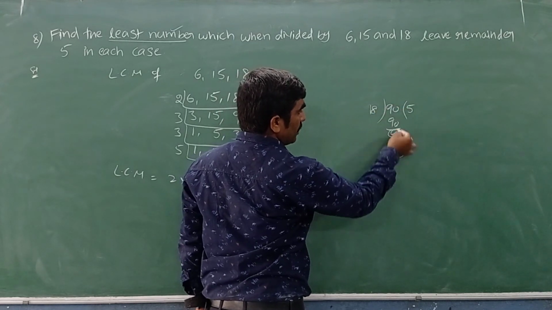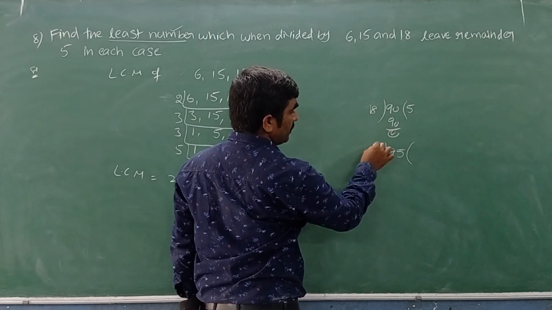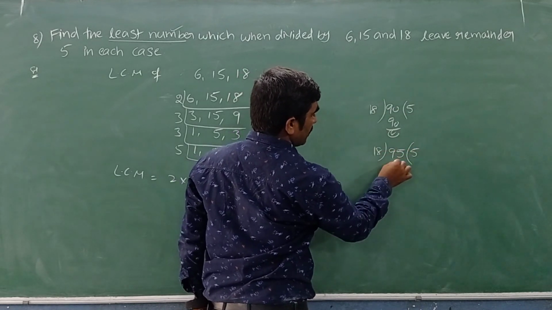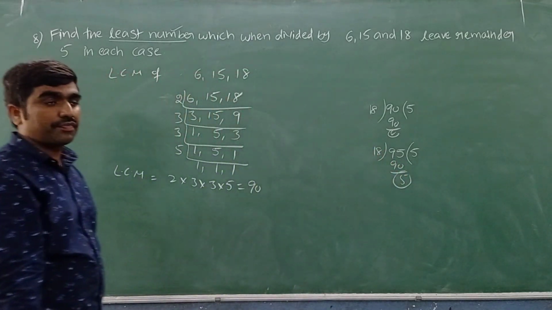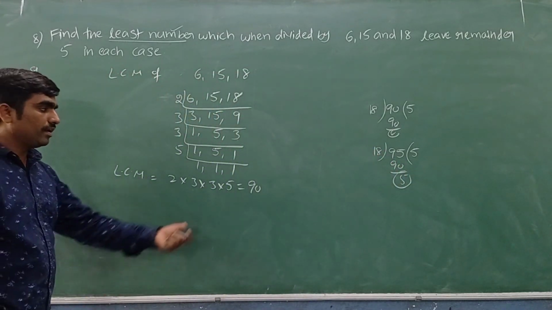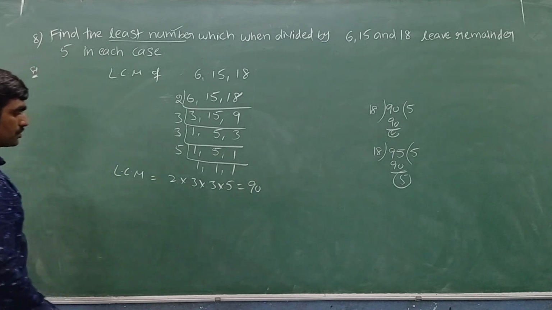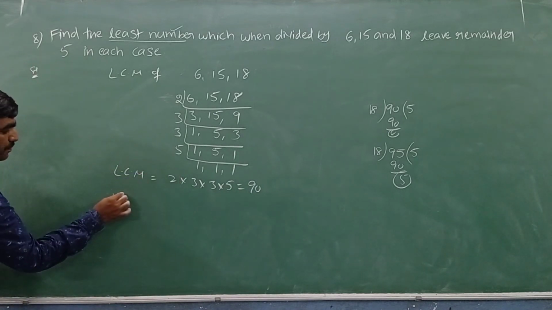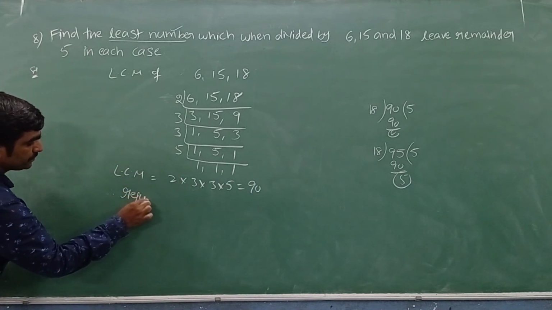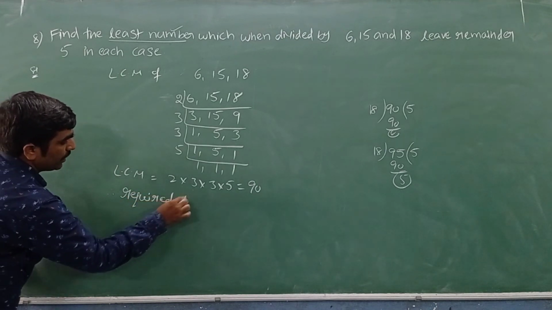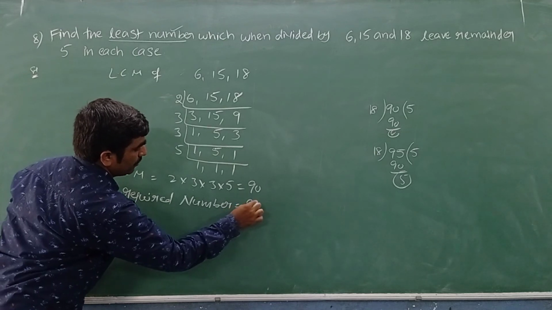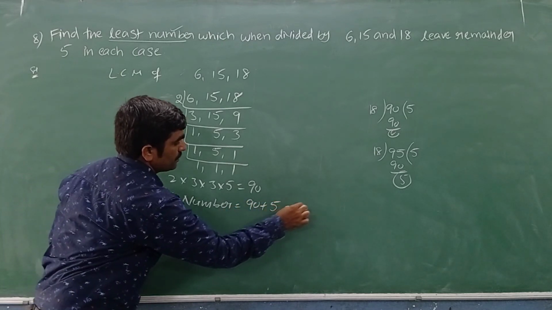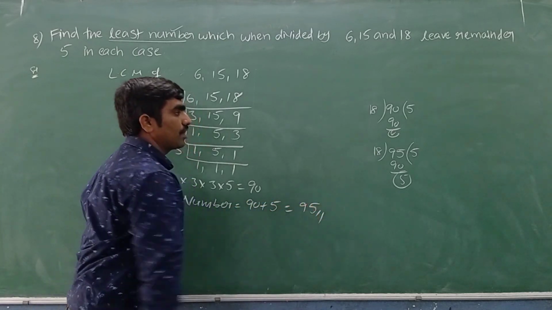Let me take 90 and increase by 5. 95. 18 fives are 90. The remainder is 5. So to leave remainder 5, we need to increase this LCM value by 5. Now what can we write here? Required number. The required number is equal to, for 90 we need to increase 5, which gives 95. 95 is the required number.